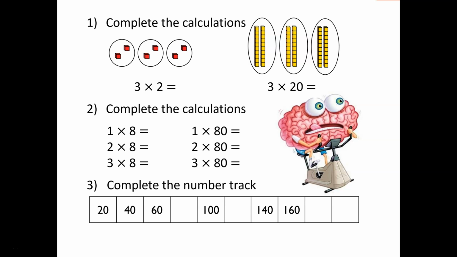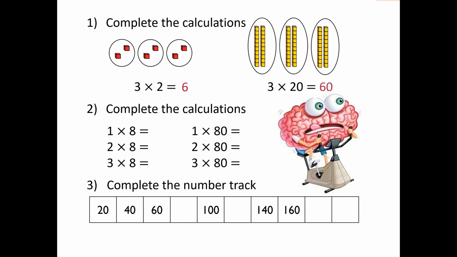So how did you get on? In question 1, there are 3 lots of 2, which is 3 multiplied by 2. Next, there are 3 groups of 2 tens, which is 6 tens or 60. 3 multiplied by 20 is 60.